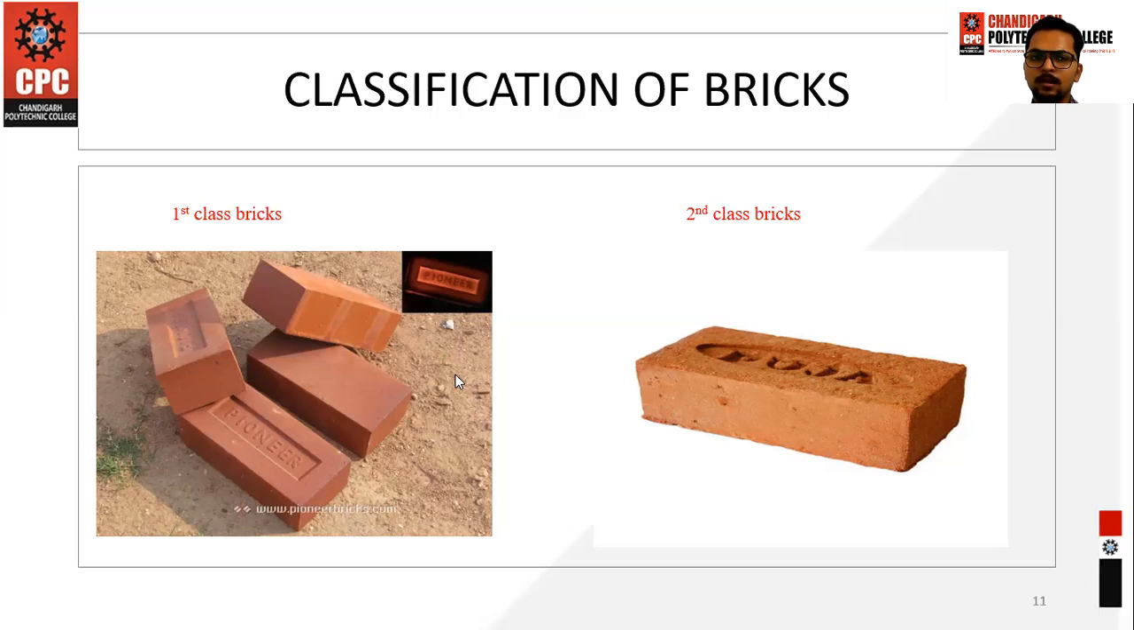This type of brick is mostly used whenever an important structure has to be constructed, or in mostly government buildings, where no plaster has to be done on the wall surface. जहां पे आपको प्लास्टर नहीं करना पड़ता है, वहां पे आप फर्स्ट क्लास ब्रिक को यूज कर सकते हो.